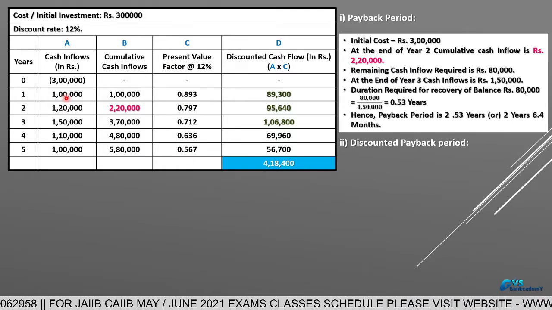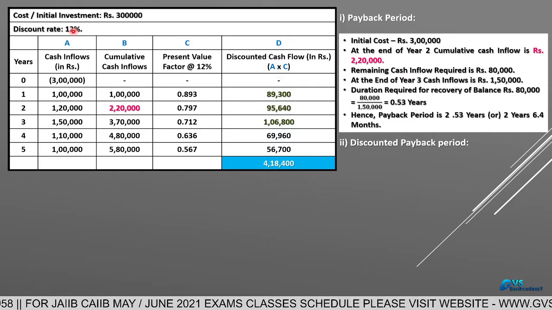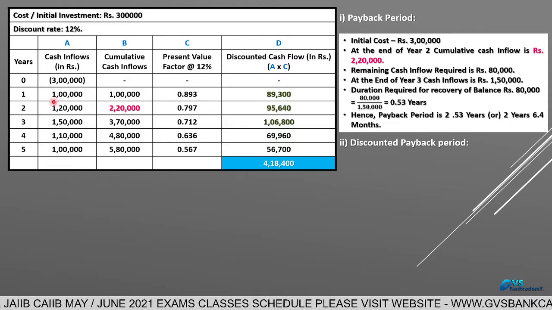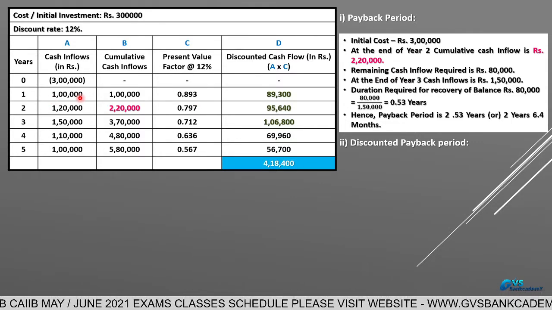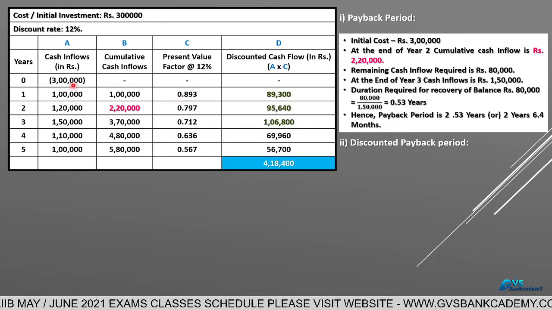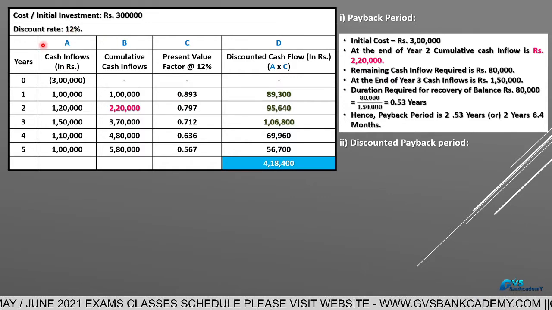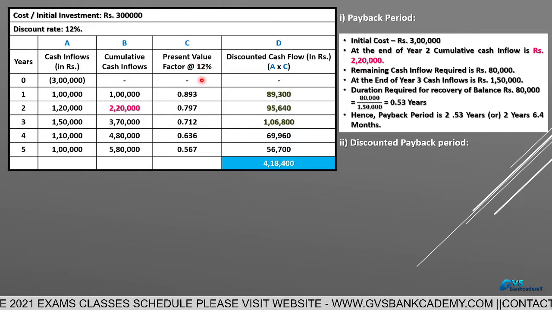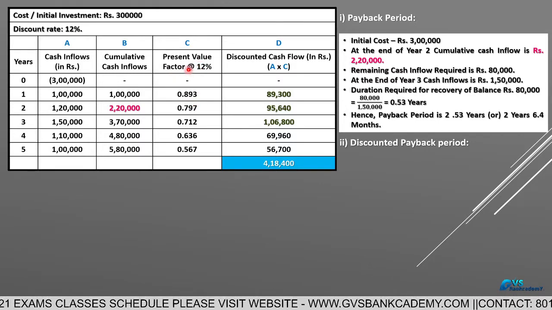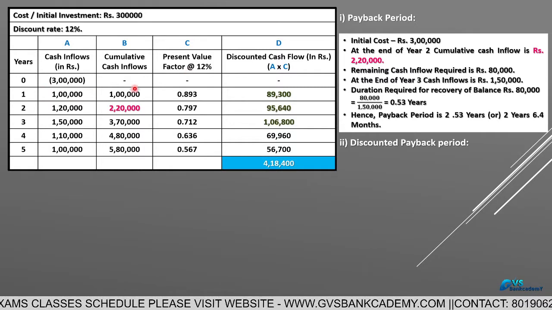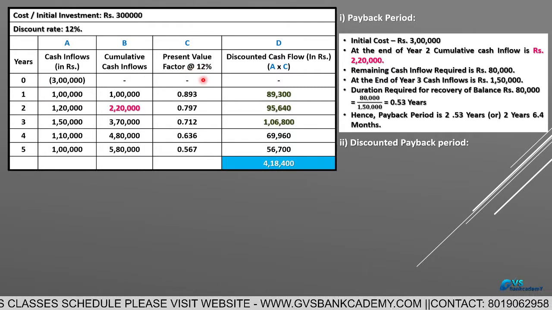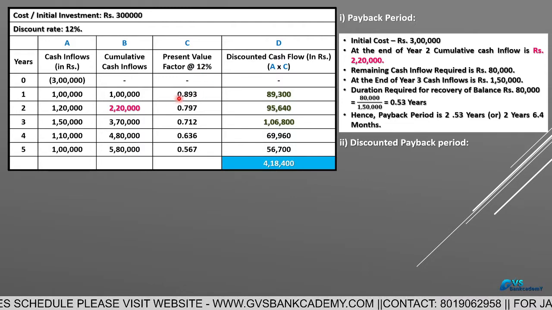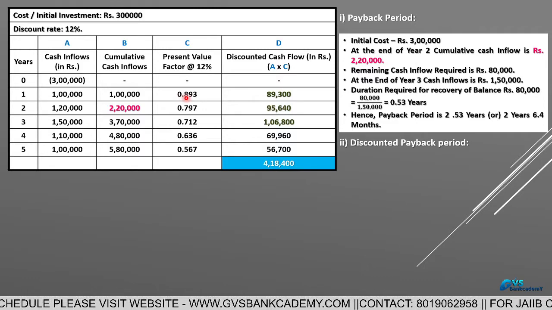Accordingly, using this discounting rate, you have to calculate the present value of the inflows. After 1 year, we are getting 1 lakh. At the rate of 12% discount, what is the value today? That is called the present value factor, or discounting factor. So you have to calculate the discounting factor for the first year: 1 by 1.12, and you will get 0.892.